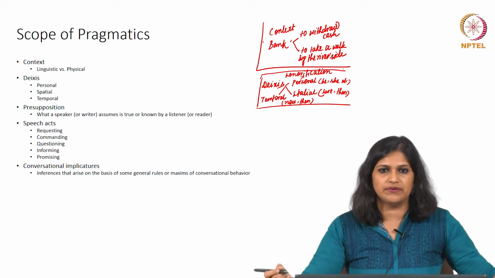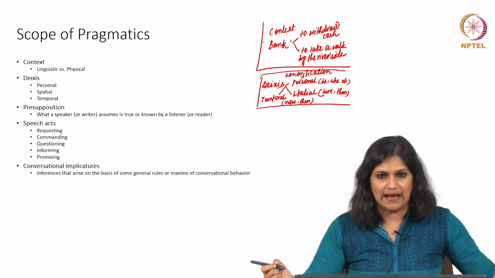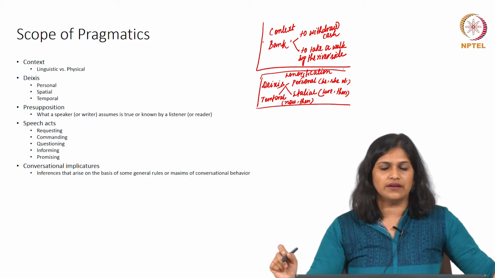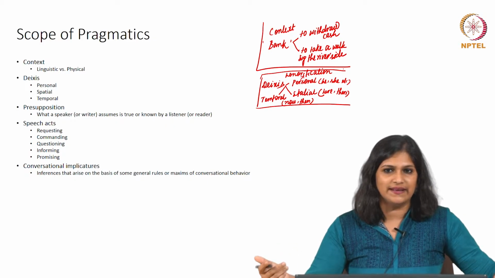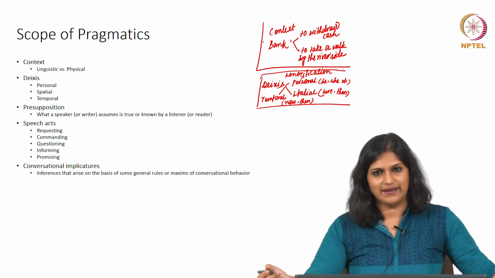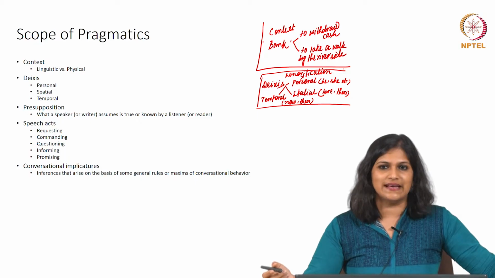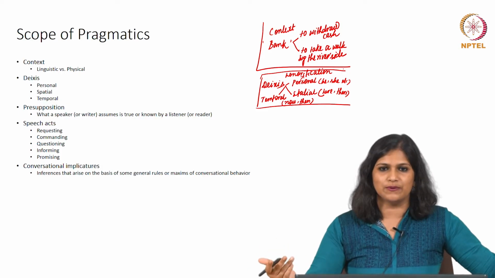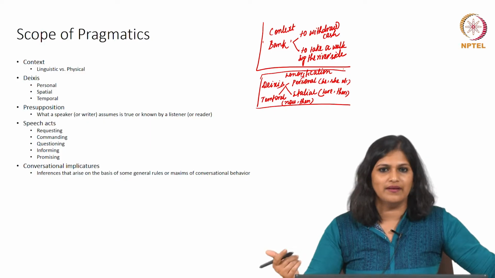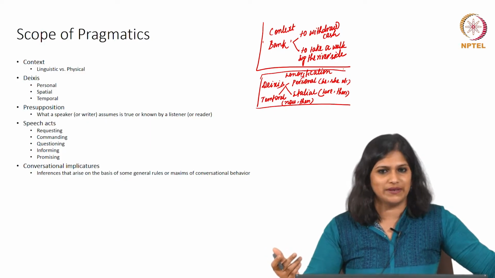So, this is an example from Yule's book, Language. If someone tells you your brother is waiting outside, there is an obvious presupposition that you have a brother, right. So, the statement itself, that your brother is waiting outside, does presuppose that you have a brother. If you do not have a brother, how can somebody say that your brother is waiting outside?